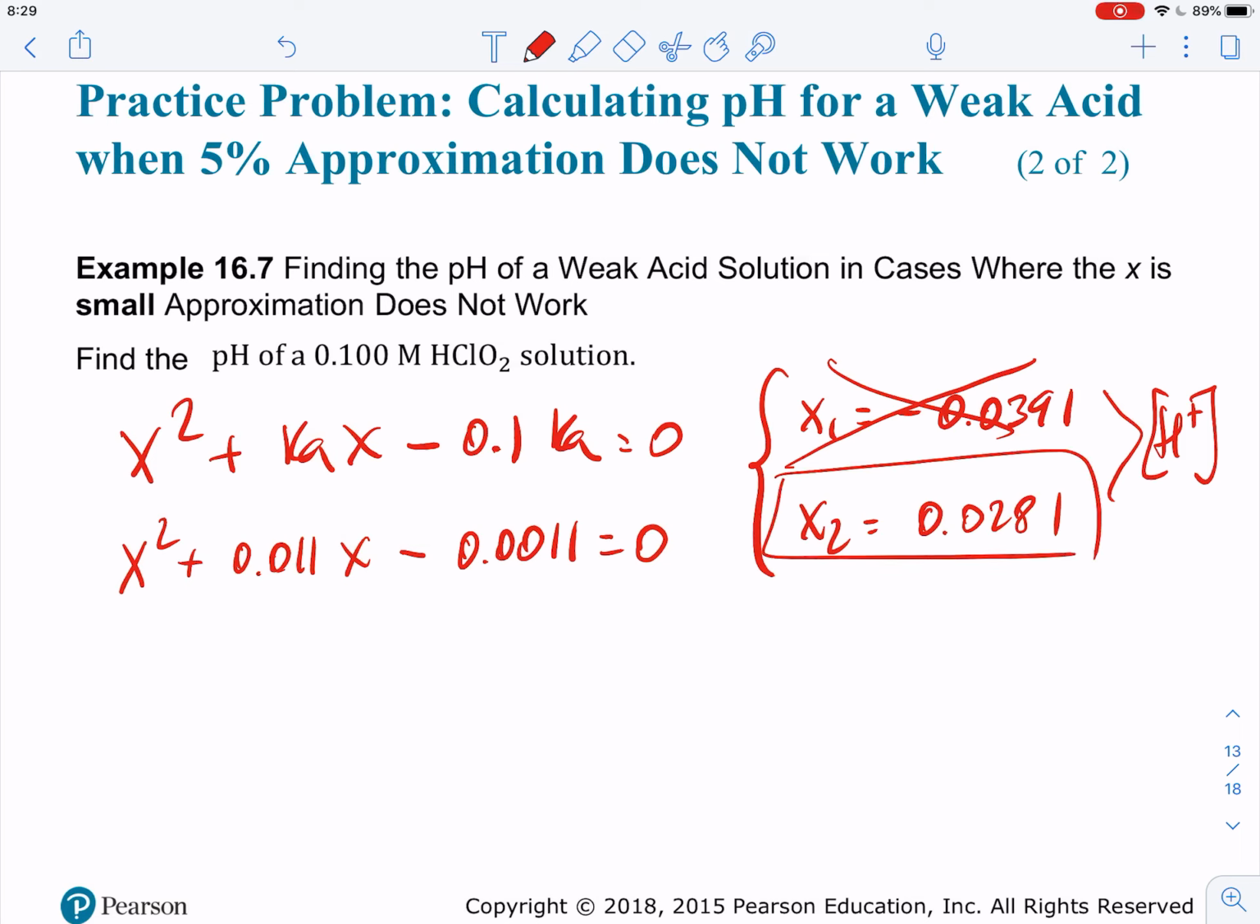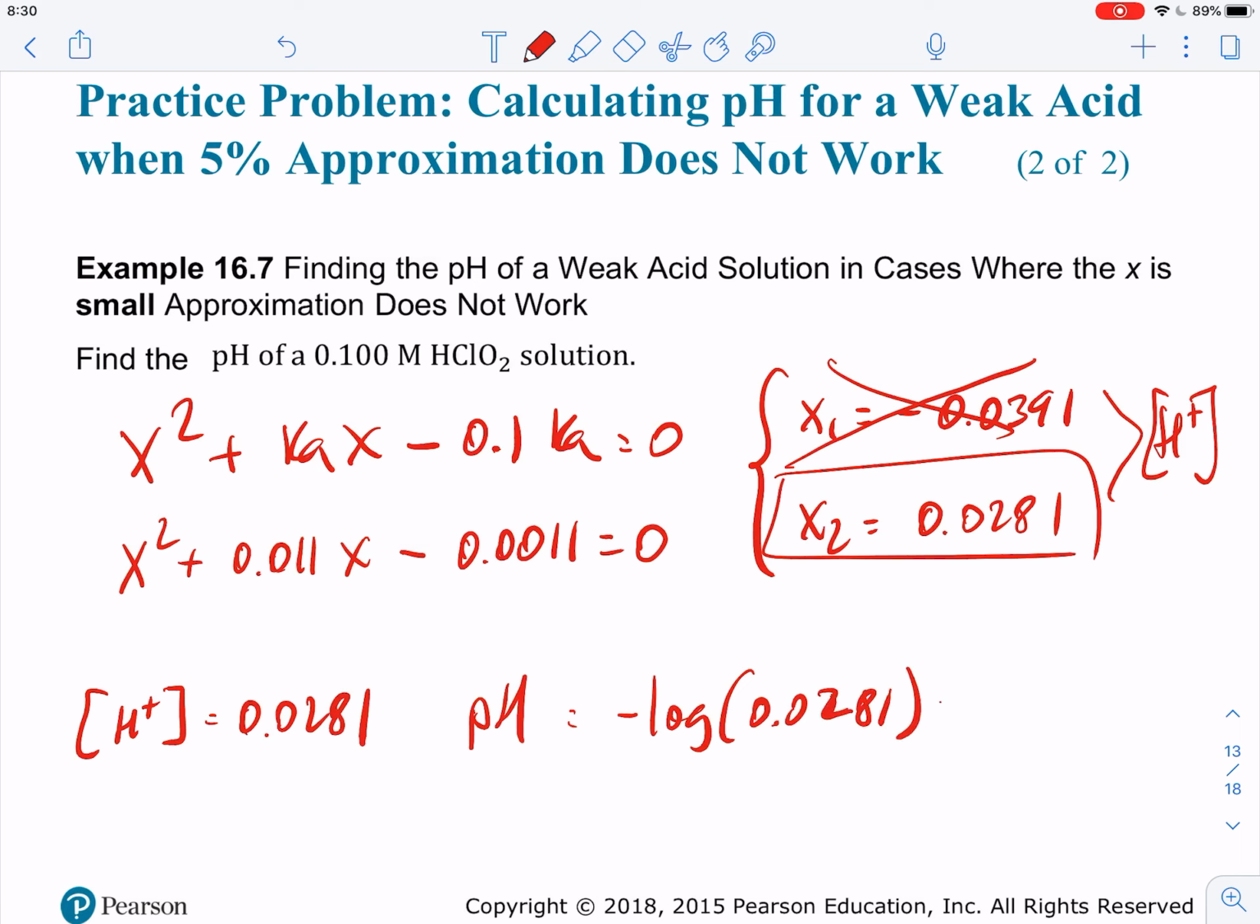Okay, so the concentration of hydronium is 0.0281. The pH in this case is minus log of 0.0281, and that is equal to 1.55.